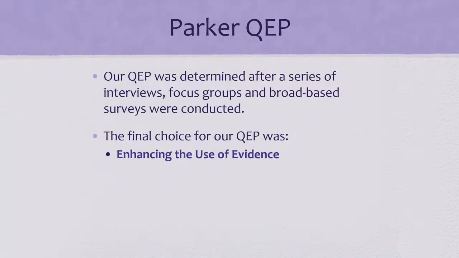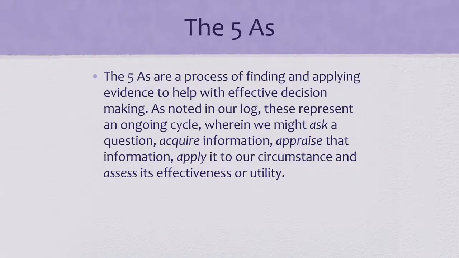Now, Parker's QEP, we determined the QEP after we conducted a series of interviews, focus groups, and we also ran a survey across all the different campus constituencies. And when all was said and done, the final choice for our QEP was entitled Enhancing the Use of Evidence. We call it EUE for short. Now, part of that plan is a process known as the 5 A's. Now, the 5 A's are a cyclic process of finding and applying information, evidence, to help make effective decisions.